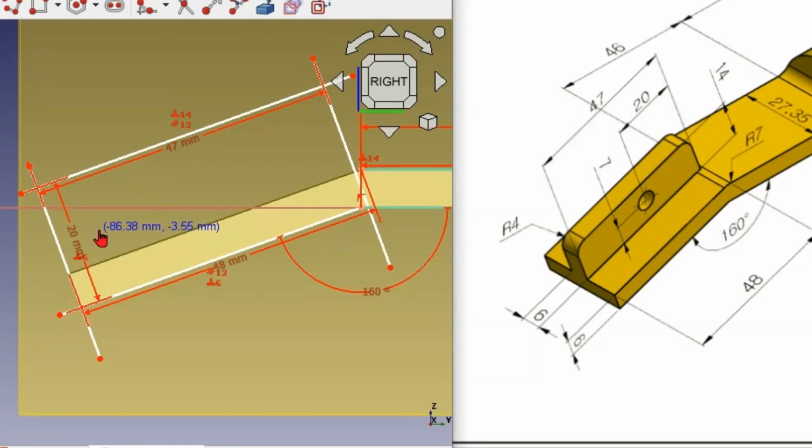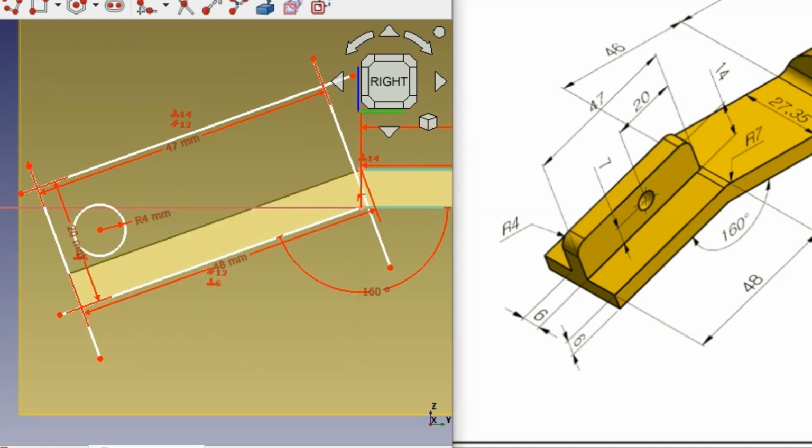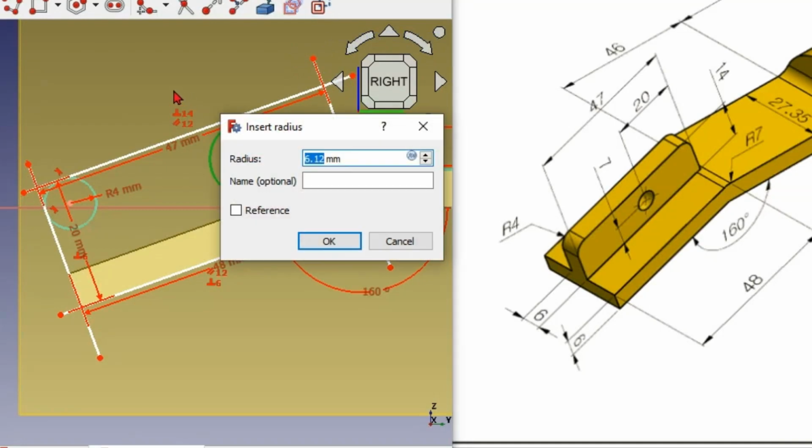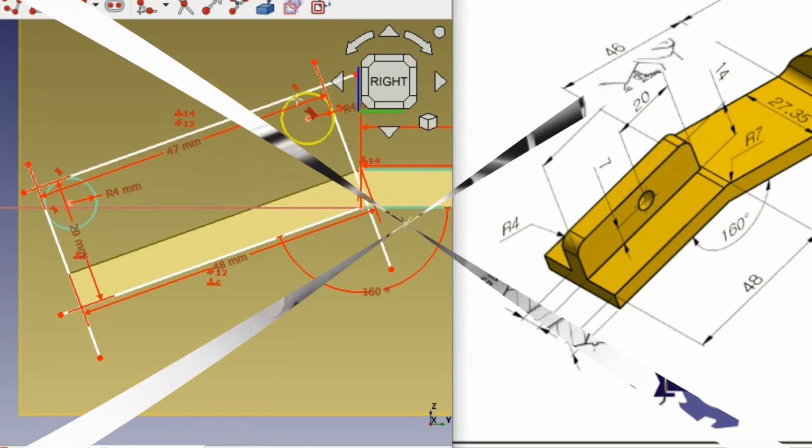We draw a circle, set the radius 4, and this circle tangent to this line. We have another circle, radius 4, tangent to this line, and also to this line.